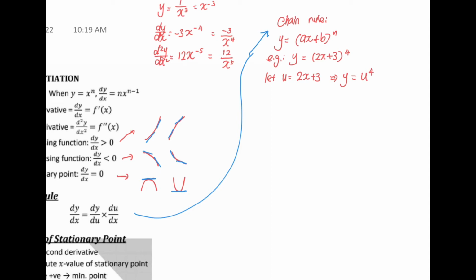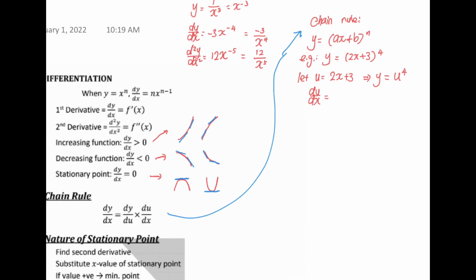Based on chain rule, we have two equations here. The first one is u in terms of x, so you have to do du/dx. Y in terms of u, you have to do dy/du. So you have to differentiate this equation and differentiate that equation, and then you multiply them, and you get dy/dx. Differentiating du/dx: differentiation of 2x, you will get 2. Differentiation of 3, you will get 0. If you can't remember this, I just write here: differentiation of any constant, dy/dx is 0.